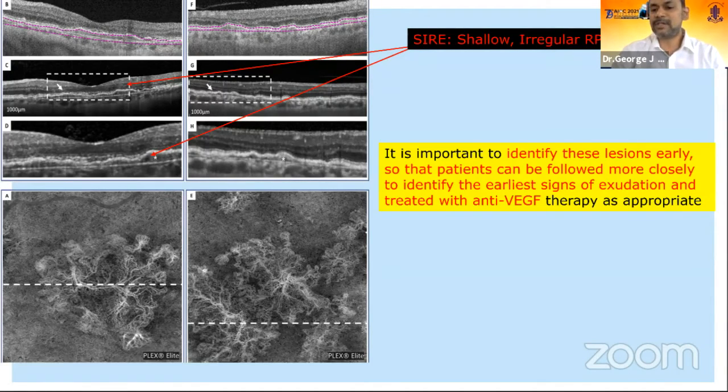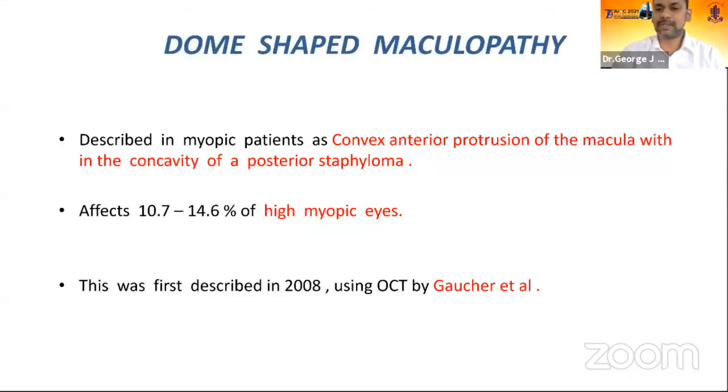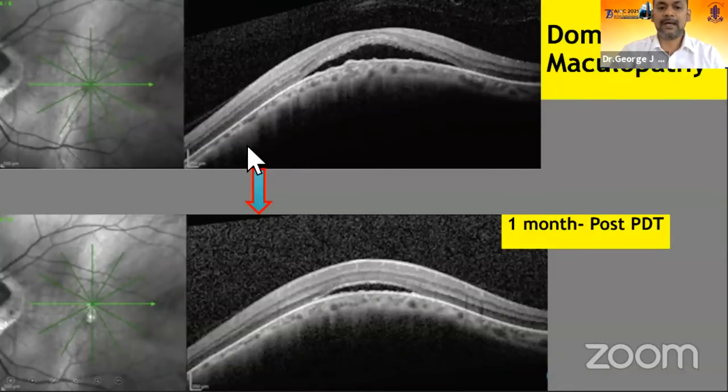Earliest signs of exudation, treat with anti-VEGF therapy so that the patient maintains 6/6 vision even in that stage. Next entity is a dome-shaped maculopathy or DSM. It's a convex anterior protrusion of the macula within the concavity of a posterior staphyloma. In high myopic eyes, it's seen in around 10% of patients.